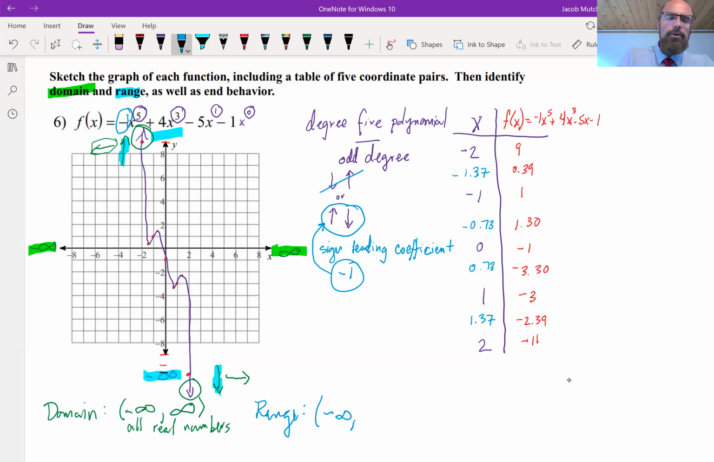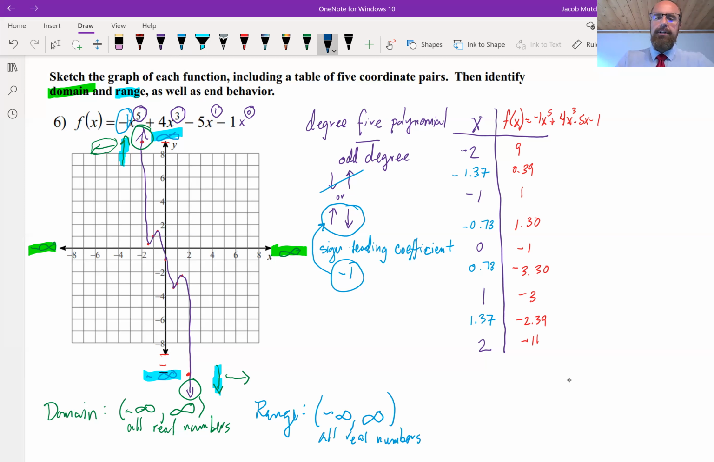And then there's no gap in the graph, and the far left side, again, is traveling up. I'm going to interpret that as approaching positive infinity. And that is very typical of odd degree polynomial functions. Both the domain and the range are all real numbers.